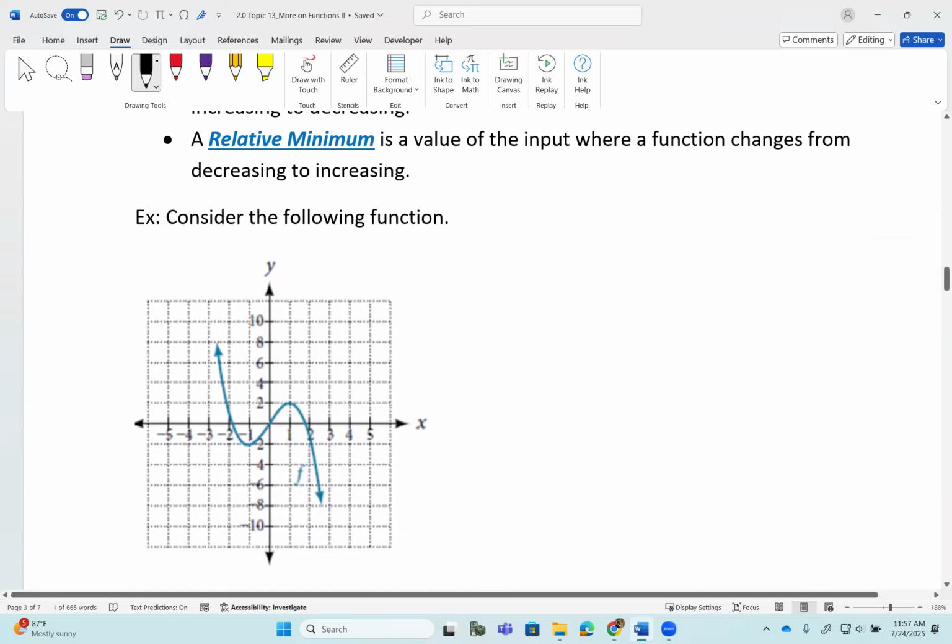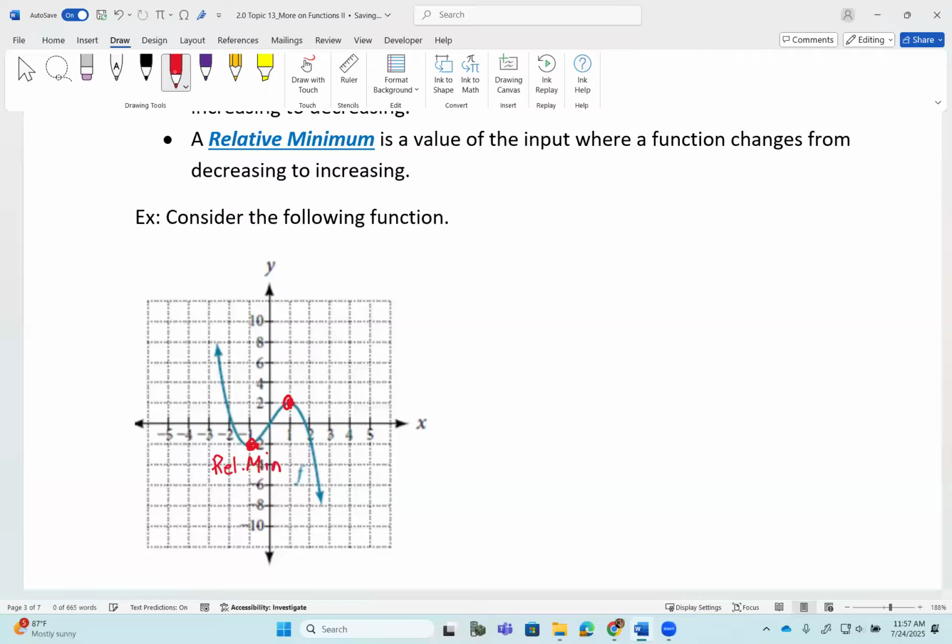So if you trace this graph from left to right, it's going downward, right? And then after this point, it's going upward. And then after that point, the function is going downward. So at this bottom point here, that's like your mini minimum, so we call it the relative minimum. The other point has to be the relative maximum.